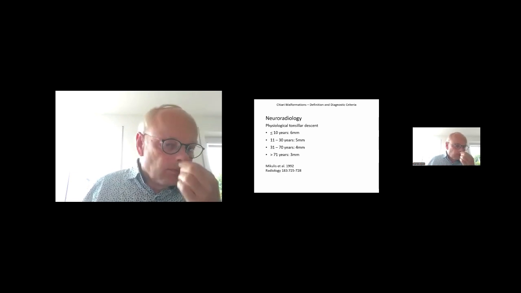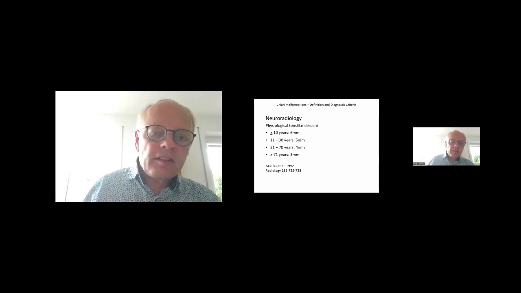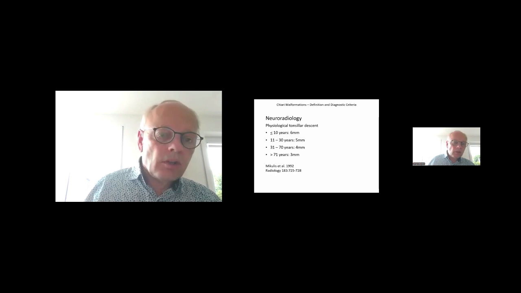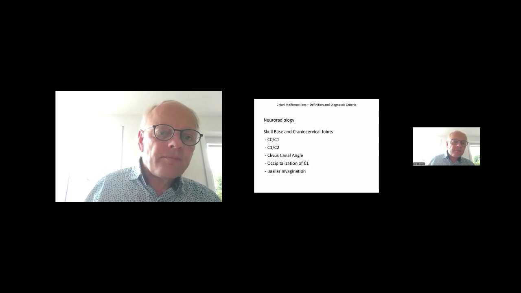And as the patient gets older, the tonsillar descent is retreating because of physiological shrinkage of the human brain with ongoing age. So syringomyelia in Chiari 1 occurs in up to 50% of young children, and in adults it's closer to 75%.